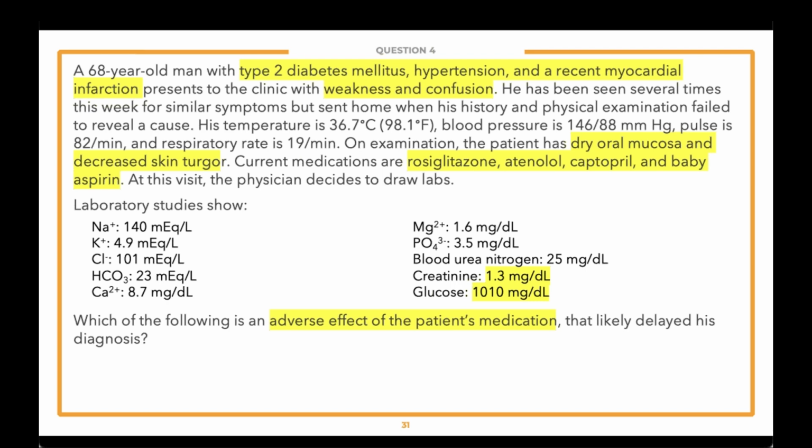And then the labs, things that jump out to me: creatinine 1.3, that's a slight elevation in creatinine, and glucose 1,010, that's a significant elevation. The rest of it, nothing too crazy jumping out at me right now. So what do you think is going on in this situation? What delayed the diagnosis? And what medication do you think is to blame? So I want you to be thinking about these things. Now let's look at the options and figure out what's going on here.